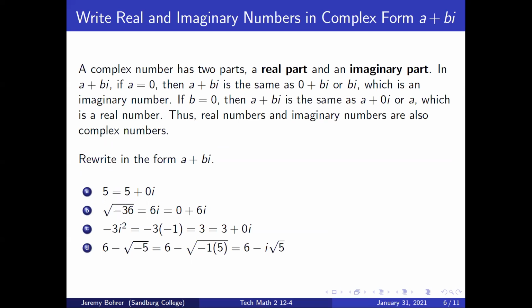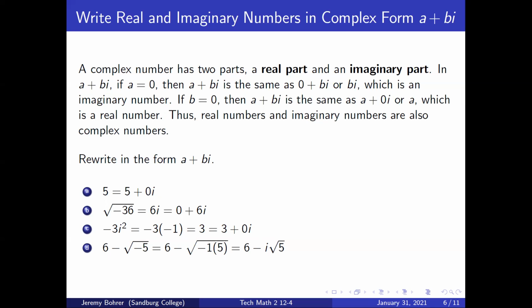A complex number has two parts, a real part and an imaginary part. In a plus bi, if a equals 0, then a plus bi is the same as 0 plus bi, or bi, which is an imaginary number. If b equals 0, then a plus bi is the same as a plus 0i, or a, which is a real number. Thus, real numbers and imaginary numbers are also complex numbers.